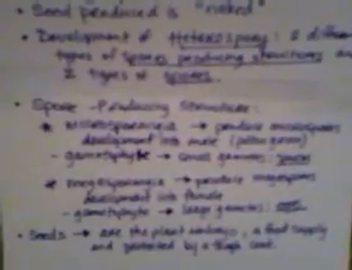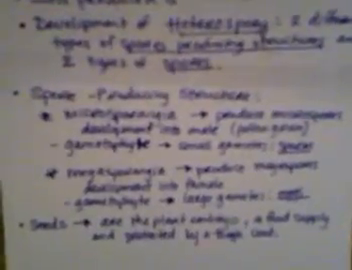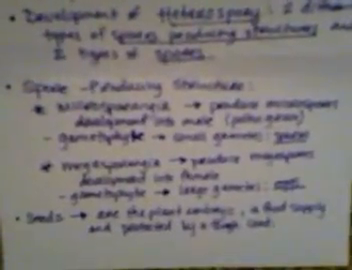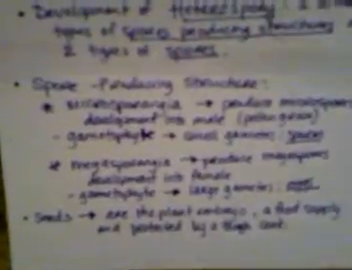Their gametophyte are small gametes, which is the sperm. Then the second type of spore-producing structure would be the megasporangia, which produces megaspores and hence develops into the female. Its gametophyte is the large gametes, or the eggs. The seeds are the plant embryo, which is also a food supply for animals and humans, and is protected by a tough coat.